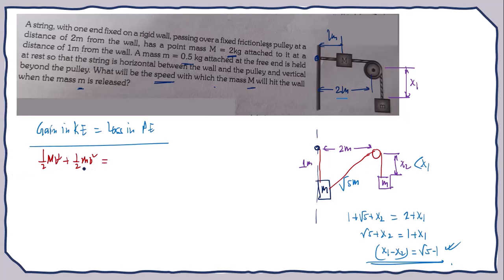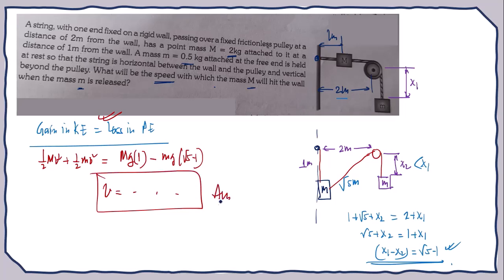And that should be equal to loss in potential energy. So the loss is taken as plus, because once I am saying loss of energy, I am taking the loss as a positive number. So capital M has been lost by 1 meter, so capital Mg into 1 meter, and small m is elevated by a distance of root 5 minus 1. So that is Mgh minus small mg into root 5 minus 1. Okay. So put all the values and you can solve this equation to calculate the V value. So that will give you your answer. Hope you understand this.